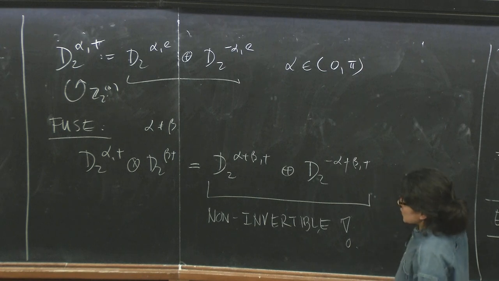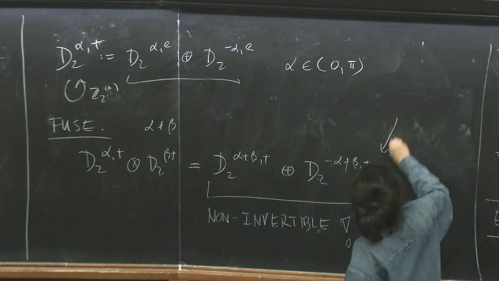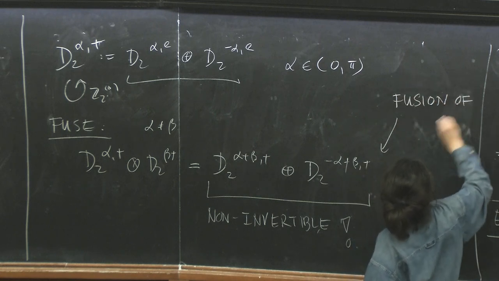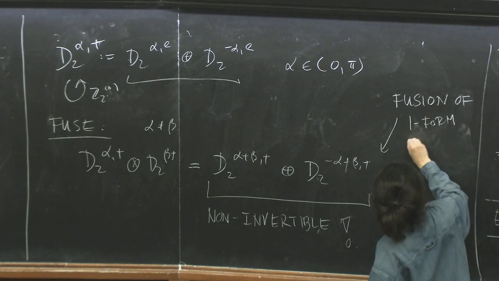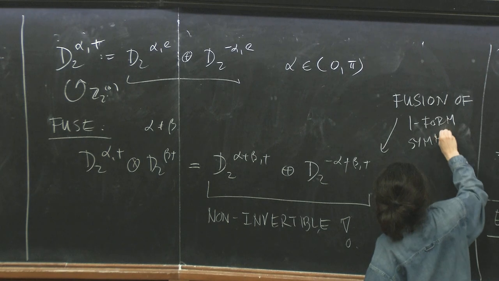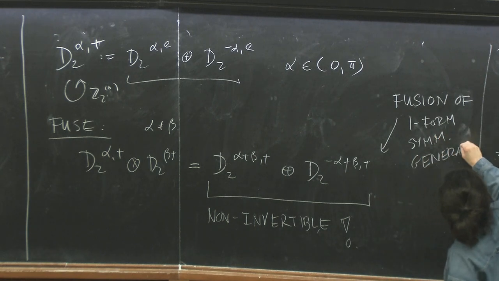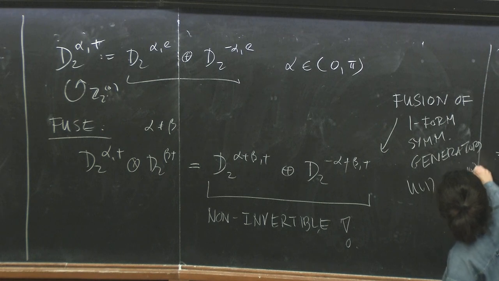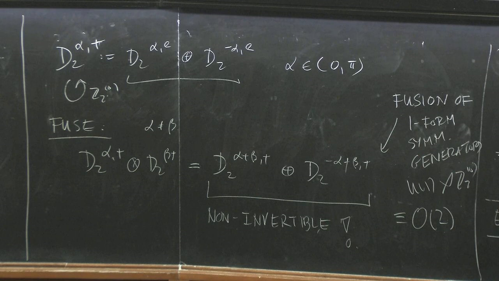Right, so now after we have gauged, this should be the fusion of the one-form symmetry generators in the U1 modulo Z2 zero theory, which is actually also called the O2 gauge theory.